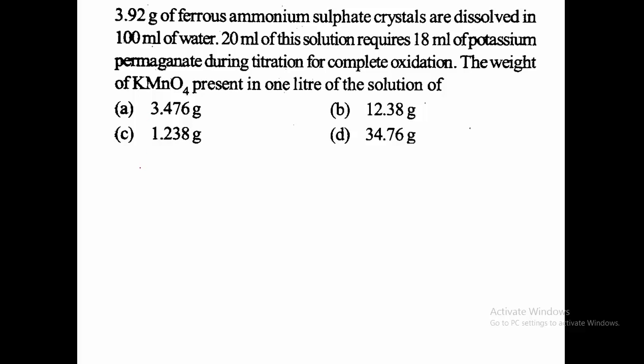ಹ್ಯಾಂಗೆ ಕಂಡುಹಿಡ್ತೀವಿ ನಾರ್ಮ್ಯಾಲಿಟಿ? So normality is equal to 3.92, that is mass or weight of solute into 1000 divided by molar mass, which is 392. FAS ಅದು molar mass ಎಷ್ಟು ರೀ? 392 into volume ಎಷ್ಟು ಅದ ರೀ? 100. So upon simplification it gives 0.1 N. That is the normality of FAS solution.